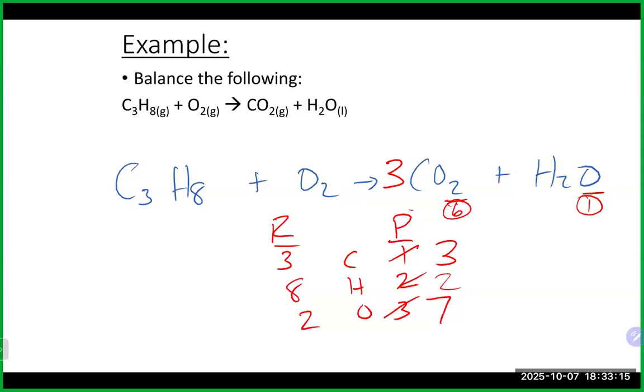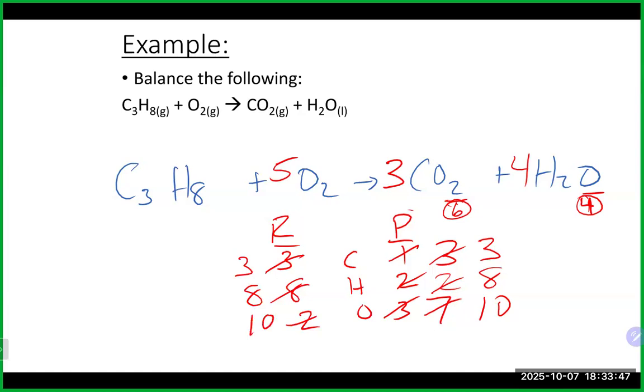Once again, at this point, I'm between hydrogen and oxygen. I'm going to choose hydrogen again because it is by itself on each side. Oxygen's in multiple things. So we're going to go with 4 there to our hydrogen. That will give us 3 carbons, 8 hydrogens, 6 oxygens in the first one, and now 4 in the second, which gives us 10. And that makes it pretty simple. We come back this way, put our 5 there. 3 carbons, 8 hydrogens, and 5 times 2 is 10 oxygens in this case. Any questions on that one?